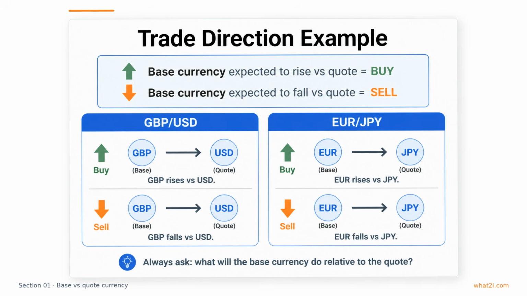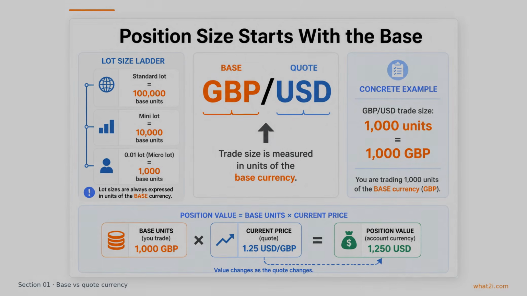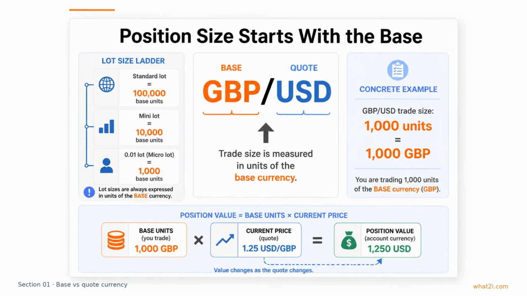Always ask one simple question. What do I expect the base currency to do relative to the quote currency? The base currency also matters when you decide how large your trade is. In Forex, position size is expressed in units of the base currency, not the quote currency. A standard lot is 100,000 units of the base currency, so 0.01 lots is 1,000 units of the base.